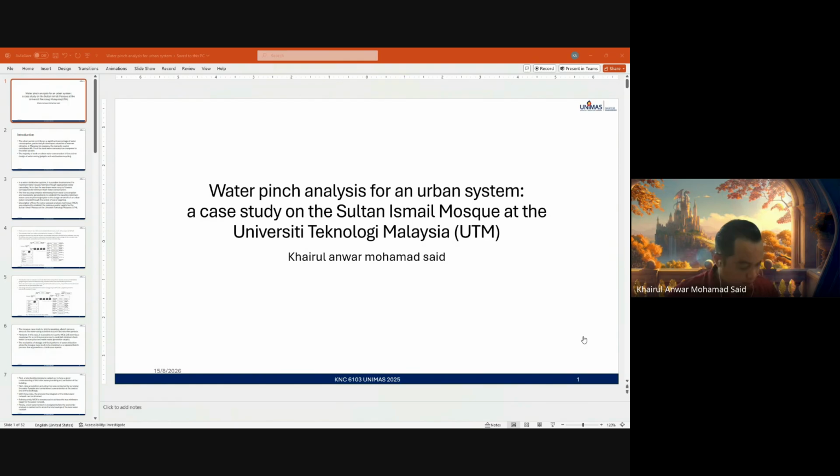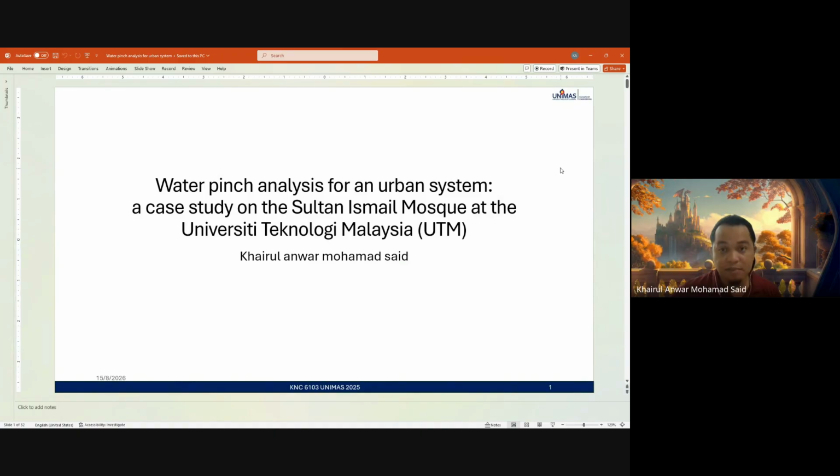All right. So for this poll, let's see: water of higher purity than what is currently available must be supplied. Okay. So water pinch analysis for an urban system, that is University Technology Malaysia.